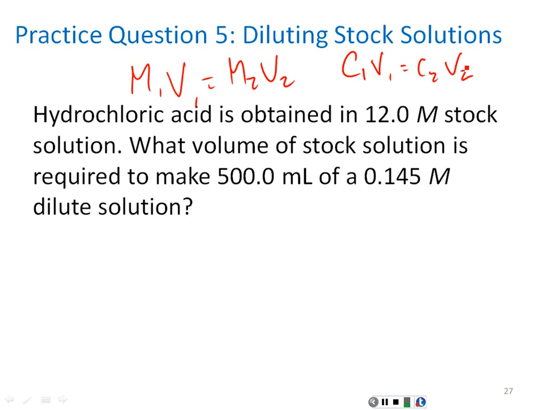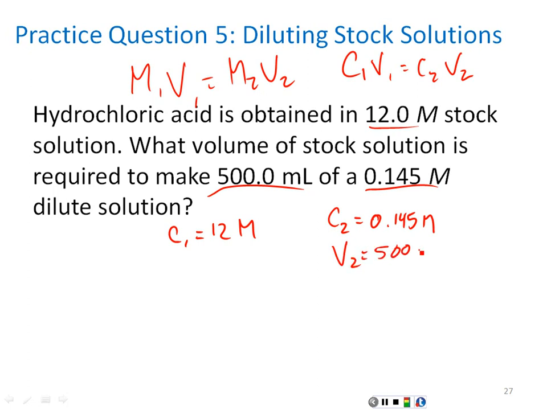So we're given C1. Our concentration of our stock is 12 molar. We're given C2. We want to get a concentration of 0.145 molar. And we're given V2, the final volume that we want is 500 milliliters. And what we're trying to find is the volume of the stock that we need. So V1 is what we're trying to find.